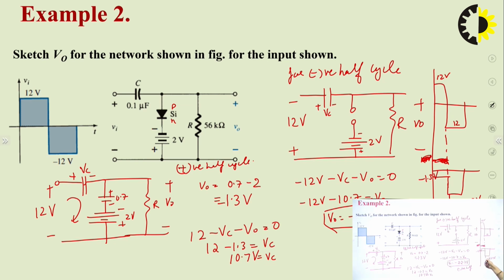So now we can check the swing also. Between minus 1.3 and minus 22.7, there will be a swing of only 24 volt. So the total swing will remain the same.